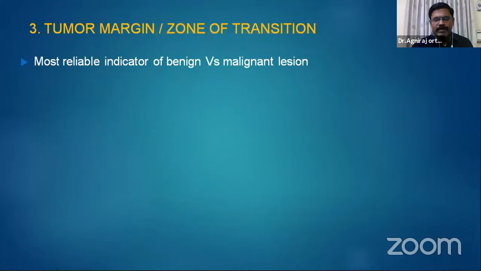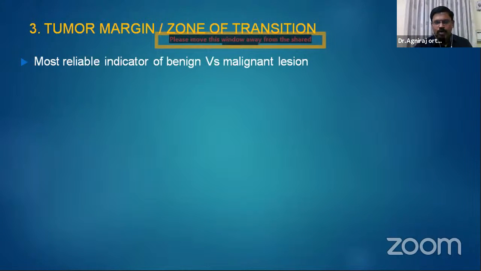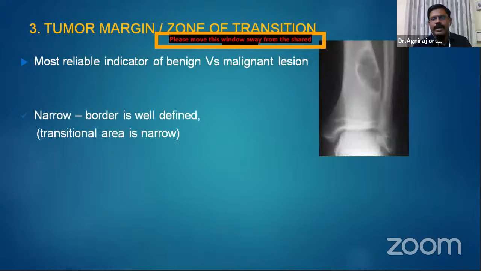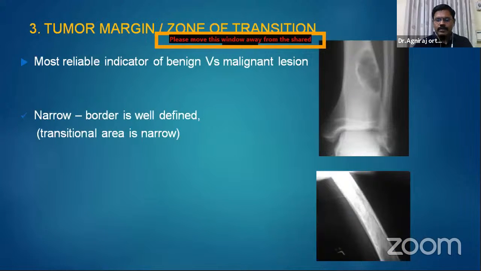So coming to the third point, we have finished the age and location. Next important one is tumor margin or border or zone of transition. So tumor margin is the most reliable indicator of benign versus malignant lesion. So what are the tumor margins? Only two: well-defined and ill-defined. Simple. Okay, well-defined and ill-defined. So well-defined. What do you mean by well-defined?